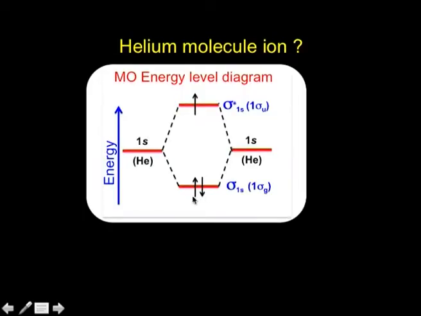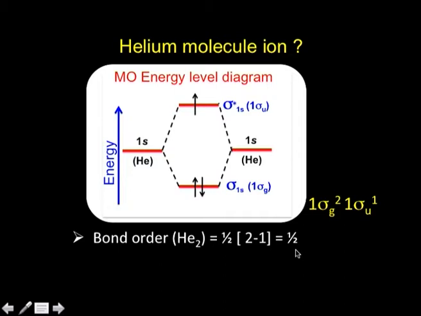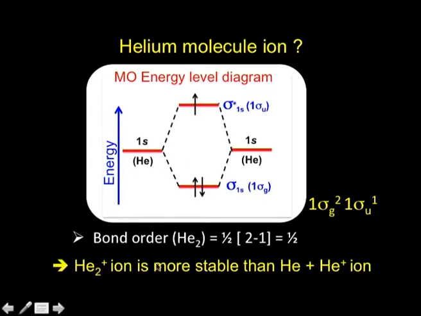That means there will be 2 electrons in the sigma 1s orbital, and there will be 1 in the sigma star 1s orbital, and the corresponding molecular orbital configuration will be something like this, and the bond order will be 1 by 2. That means we find that the helium molecule ion has some stability according to molecular orbital theory, and what it implies is that the He2 plus ion is more stable than a helium atom and a helium ion put together.